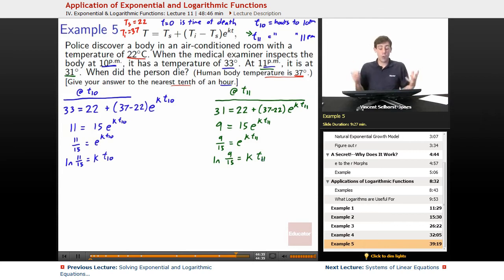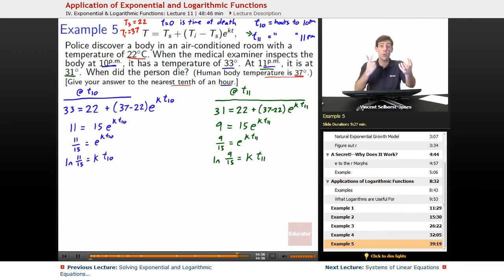Shoot! We've got, once again, 2 unknowns, 1 equation. And between all of them, we've got k, T10, T11. That's 3 unknowns, 2 equations. We need some other piece of information that will connect these things together. How is k connected to T10? How is T10 connected to T11?